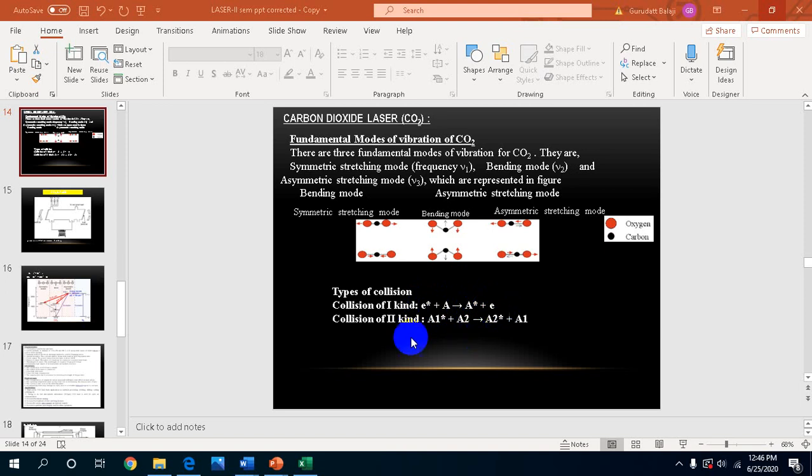Similarly, collision of second kind is that in which the high energy atoms of the first kind interact with the atoms of the second kind and impart their energy, and these atoms, after absorbing the energy, are excited to the higher energy level, and the atoms which impart the energy come to the lower state. Such a collision we call a collision of second kind.